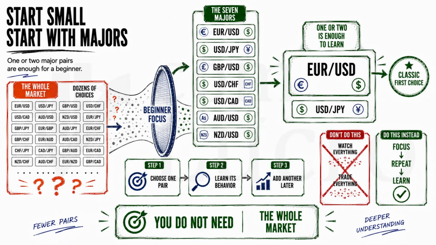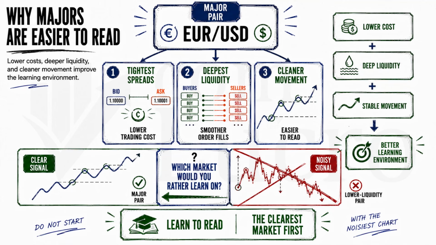So now we can answer the question this video started with. Out of that whole intimidating list, which pairs should a beginner actually focus on? The answer is refreshingly simple. The 7 majors. And honestly, when you're just starting out, you don't even need all 7. Picking 1 or 2, with Euro USD being the classic first choice, is more than enough to learn on. And the reason is everything we just walked through.